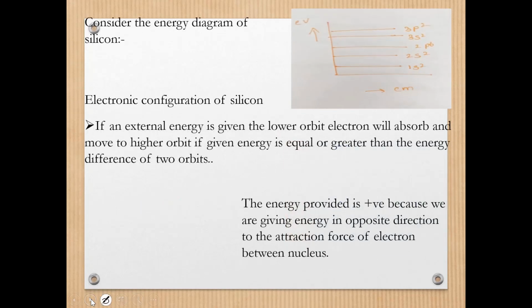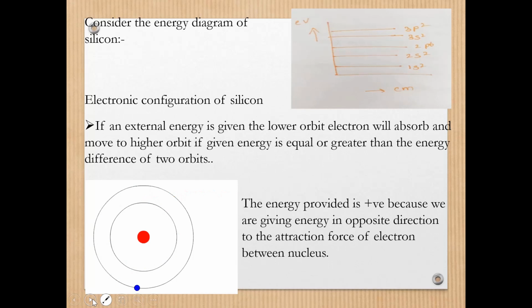Consider the energy diagram of silicon. Observe the diagram. The distance between 1s2 and 2s2 is the energy difference, and let us consider this energy difference as E1. If an external energy is given, the lower orbit electron will absorb it and move to a higher orbit if the energy given is equal to or greater than the energy difference of the two orbits.